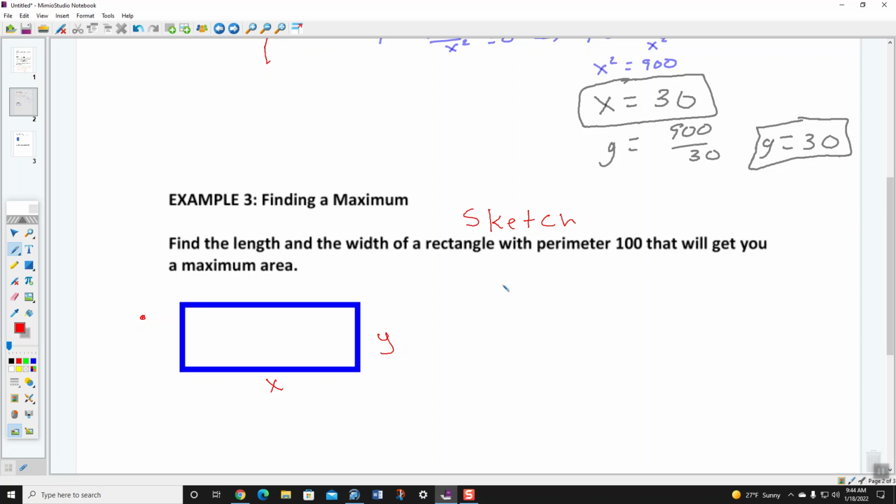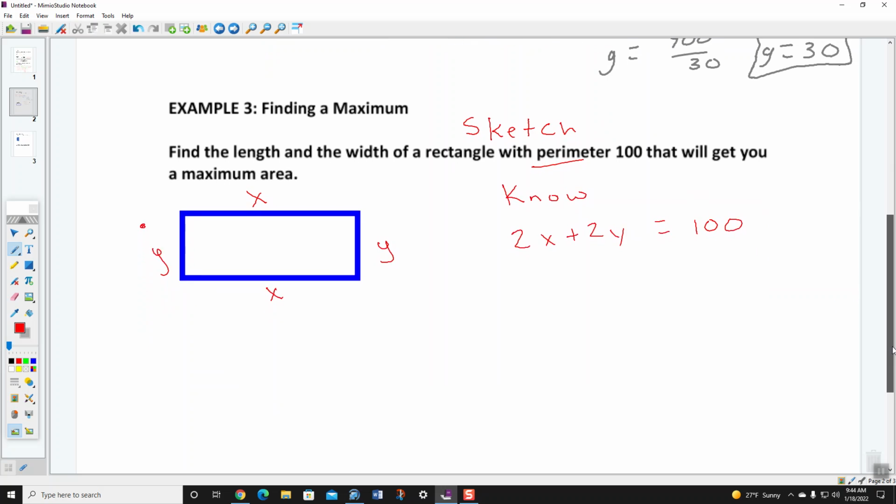Okay, here's what we know. Let's talk about the perimeter. That means add all four sides up. So what would this be up here? And what would this be? y. If I added all these up, how many x's do you have? 2. You know that 2x plus 2y would have to equal what value? 100. Now, I'm going to leave some room up here for that.